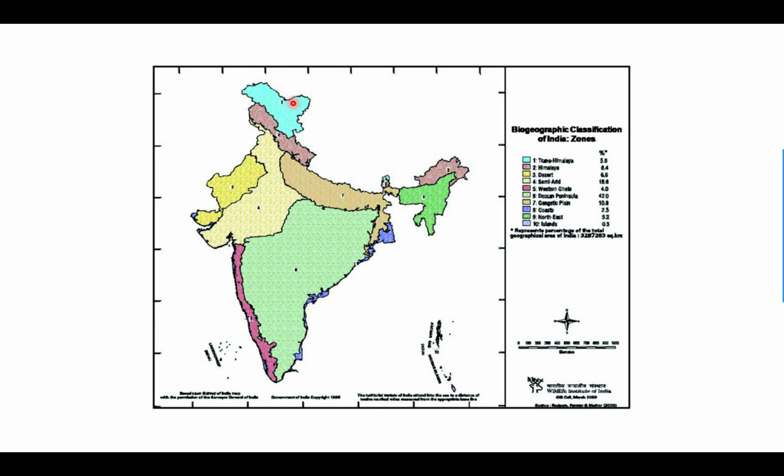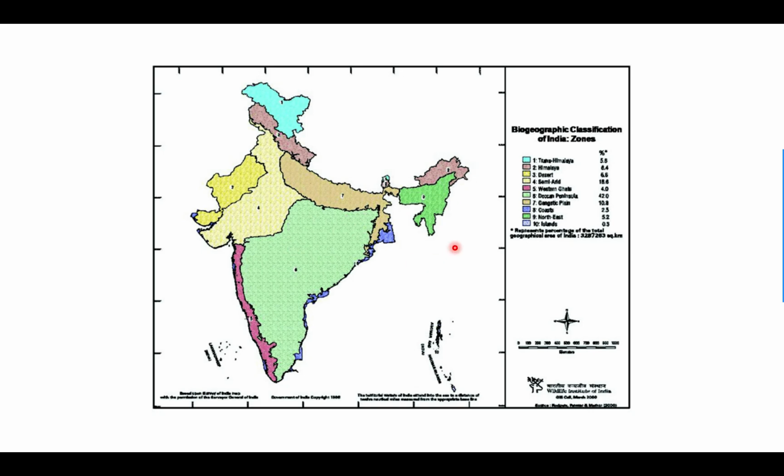Let's just go from north to south. The first, Trans Himalayas, followed by Himalayas, and then Gangetic Plains, and semi-arid region, deserts, peninsular India or Deccan Peninsula, the Western Ghats, the coastal plains, and the northeast, and the tiny chunks of islands. So the major part of the Indian subcontinent is predominantly the Deccan Peninsula, as you can see.